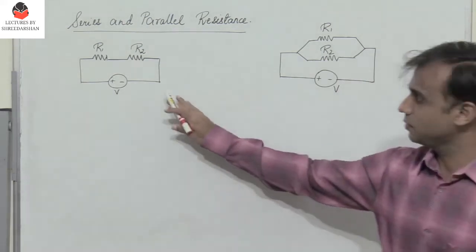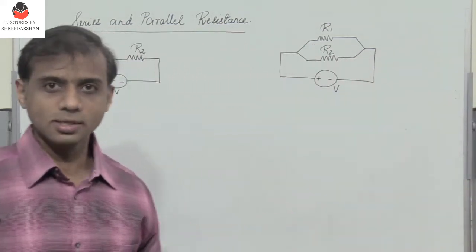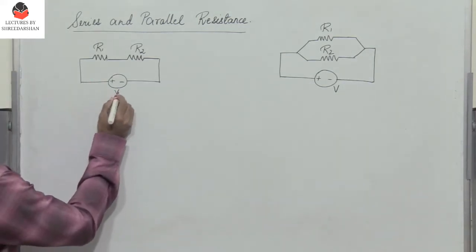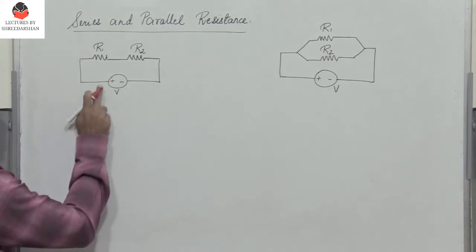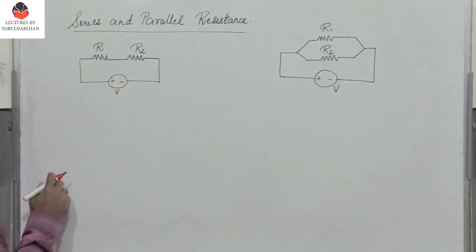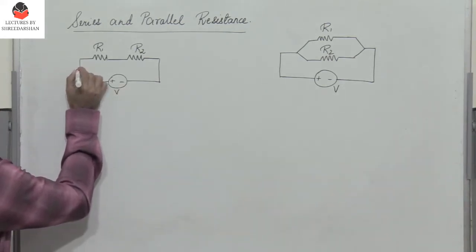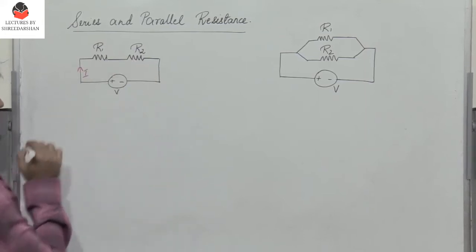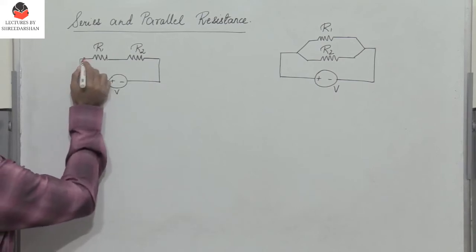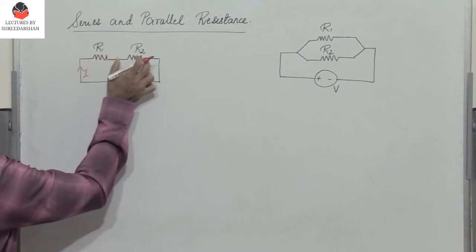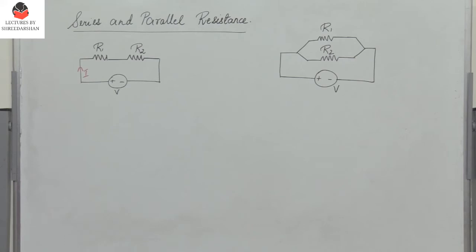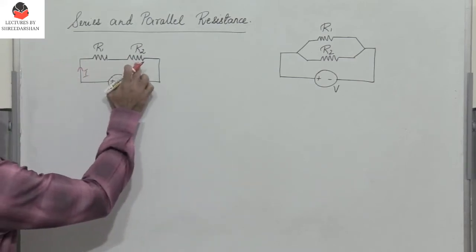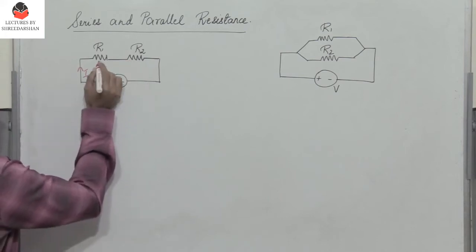So let us consider the first case where we have two resistors R1 and R2 connected in series across the voltage V. So this is plus minus voltage V, and we have current I which flows through the entire network. The current I flows through resistance R1 and the same current flows through the resistance R2. So we have to remember that if elements are connected in series, the same current flows.